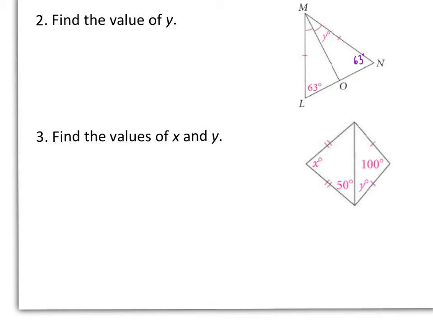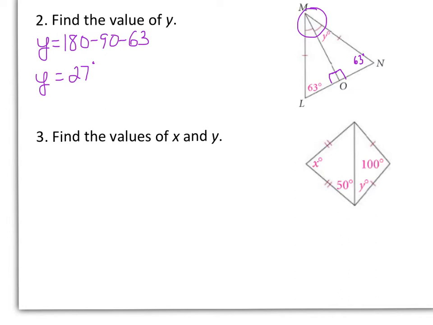We also notice that angle LMO and angle NMO, so the angles up here, are congruent, which tells me that line MO must be a perpendicular bisector by our theorem. So that means we have 90-degree angles at angle O. So to find angle Y, I can take 180 minus 90 minus 63, and I get that Y is 27 degrees.